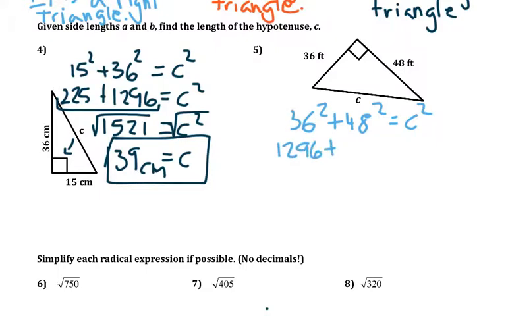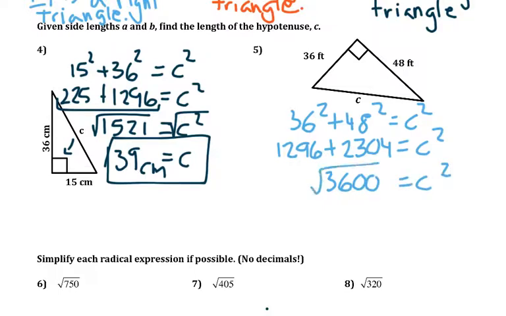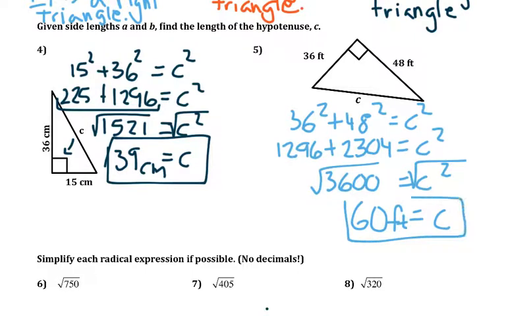And then we're going to add 48 squared. Using our calculator we find that to be 2,304. And then we're going to add those two values together, which gives us 3,600 is equal to c squared. Now taking the square root of both sides, we get 60 is equal to c. So 60 feet is the length of the hypotenuse of that right triangle.